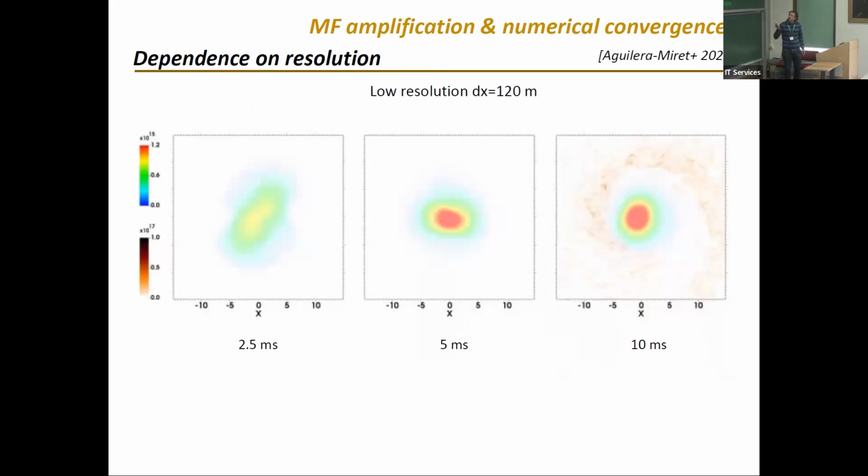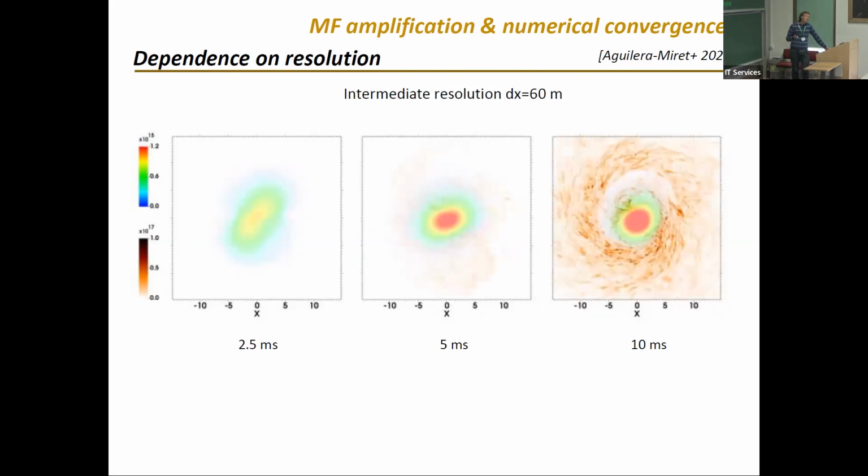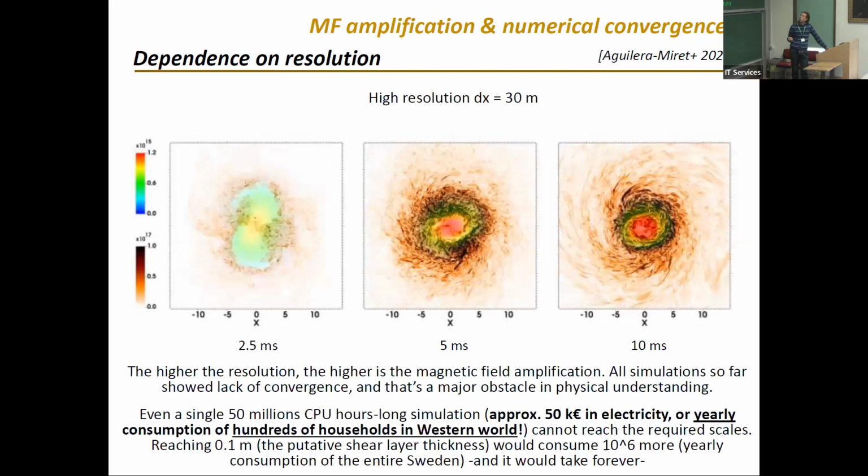And to see this point, this is just an example. These are 3 of our simulations. Again, the orbital plane with brownish color is the magnetic field intensity. You can see 3 snapshots, but let's focus on the last one after 10 milliseconds. This is what you get with a pretty low resolution. In this case, low means 120 meters in terms of physical scale of your grid. If you double it, now you can see that the average magnetic field increased by more or less 1 order of magnitude. You double again your resolution, and you again increase by 1 order of magnitude. And this has been seen by us and by all the groups that have worked on this with high resolution.